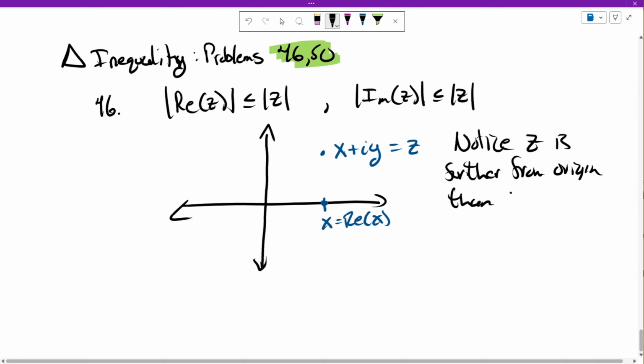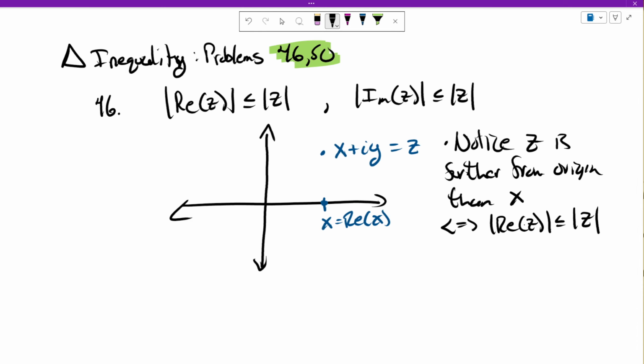And since the modulus represents the distance from the origin, this is the same thing as saying the absolute value of the real part of z is less than or equal to the modulus of z. We're comparing distance. Now you could go in and play with the actual modulus to see that this happens, but I don't want to spoil 46 in that way, so we're just going to do a geometric argument.